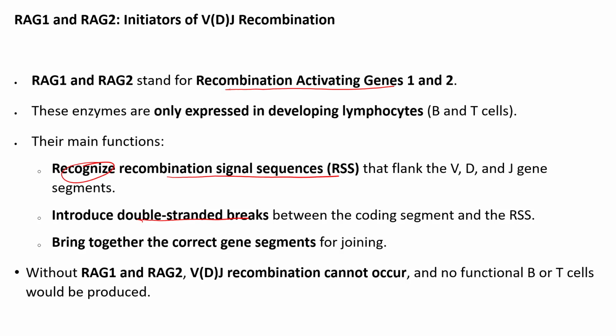Then they bring together the correct gene segments for joining, and without RAG1 and RAG2, recombination cannot occur. So no functional B or T cells will be produced. So these are the initiators of the VDJ recombination.